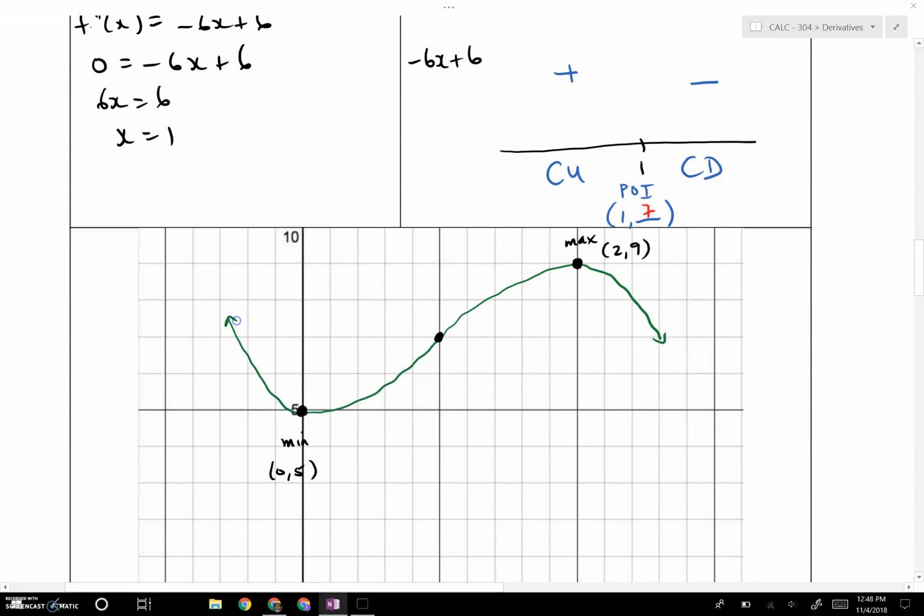So if I'm looking at this right here, I have a slope that is less than 0, a slope that is greater than 0, a slope that is still greater than 0, and a slope that's less than 0. Notice from here to here, it's concave up, and from here to here, it's concave down. So my diagram shows exactly what I want it to show.